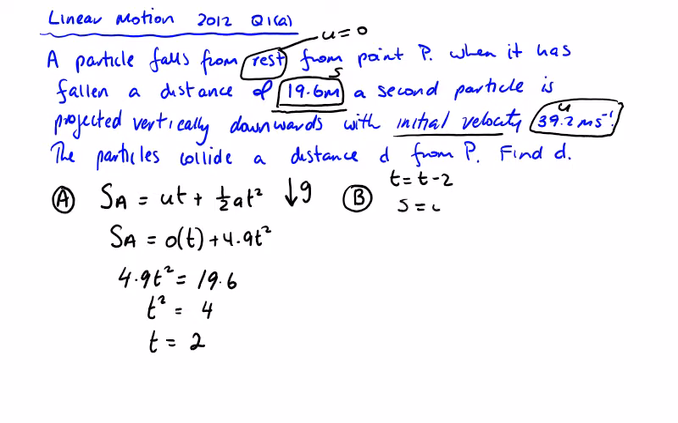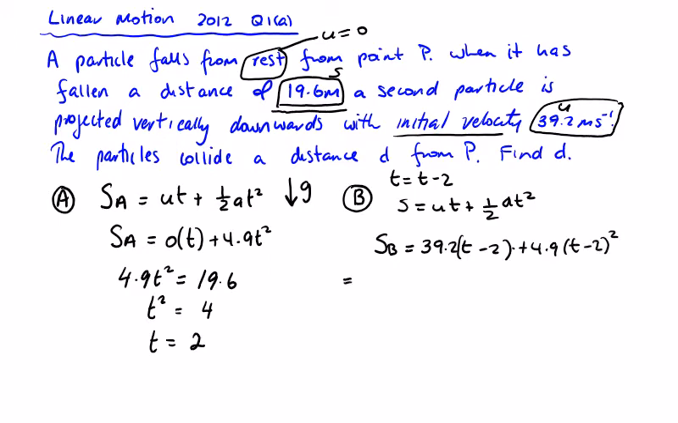So if we find a formula in terms of t for particle B, we should be able to come up with equating them to be able to find the time at which the particles have traveled the same distance. So we don't have the distance for B, that's what we're going to need to find. But we have the initial velocity of 39.2 times t minus 2, plus 4.9 by t minus 2 to be squared.